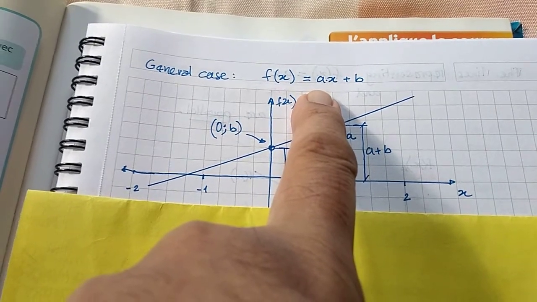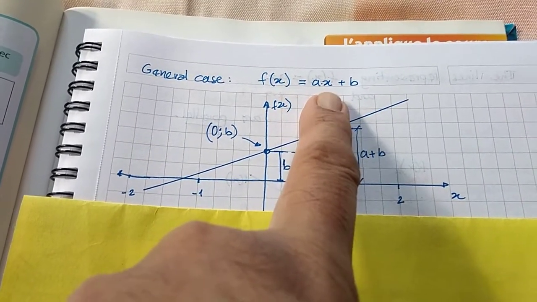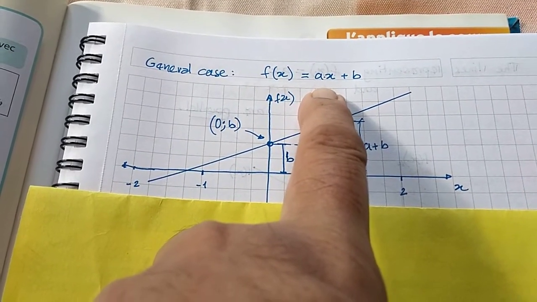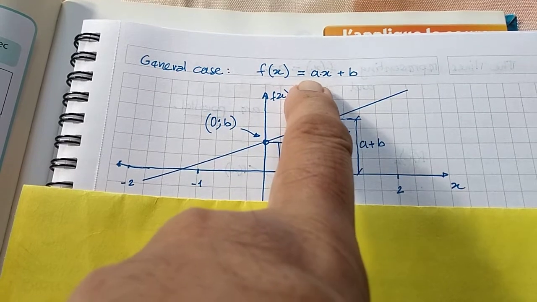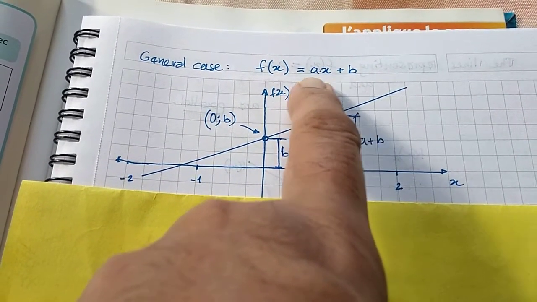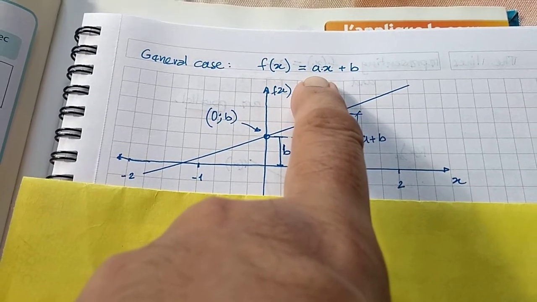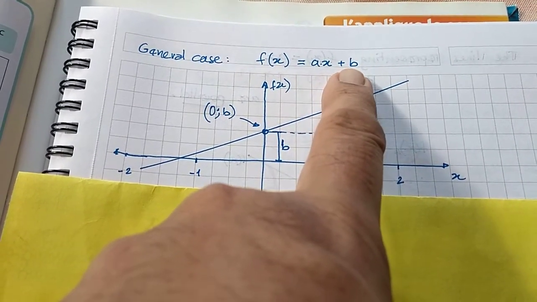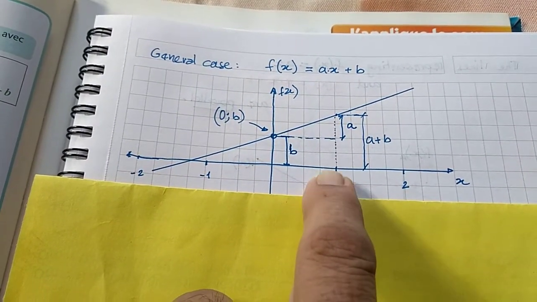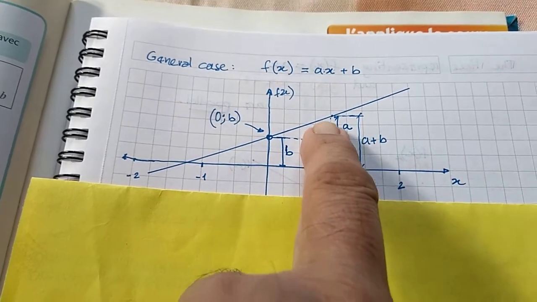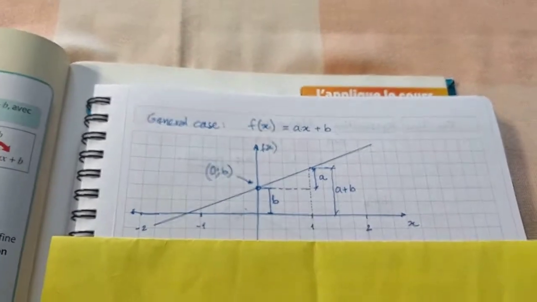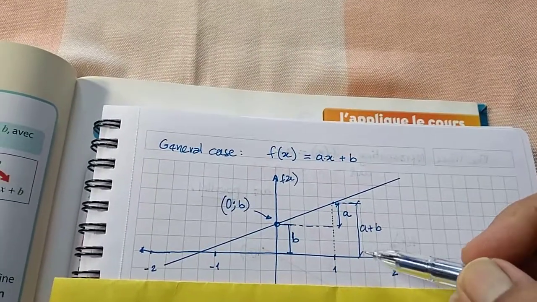Secondly, when x is equal to 1, what is f of x equal to? When x is equal to 1, f of x is equal to a into 1 plus b, which is a plus b. Correct? Because x is equal to 1, so a into 1 plus b gives us a plus b. So when we take 1 here, I spread it out, the scale on the x-axis. If I take 1 here, then this point here vertically is a plus b.